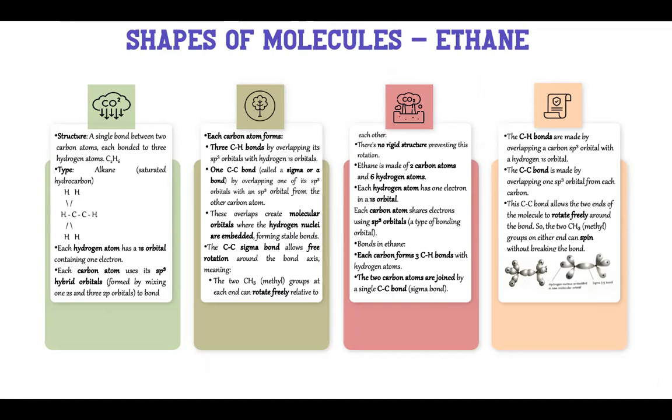First, each carbon forms 3 C-H bonds with hydrogen atoms. Second, the 2 carbon atoms are joined by a single C-C bond, which is a sigma bond. Third, the C-H bonds are made by overlapping a carbon sp3 orbital with a hydrogen 1s orbital. Fourth, the C-C bond is made by overlapping one sp3 orbital from each carbon. And fifth, this C-C bond allows the 2 ends of the molecule to rotate freely around the bond, so the 2 CH3 methyl groups on either end can spin without breaking the bond.